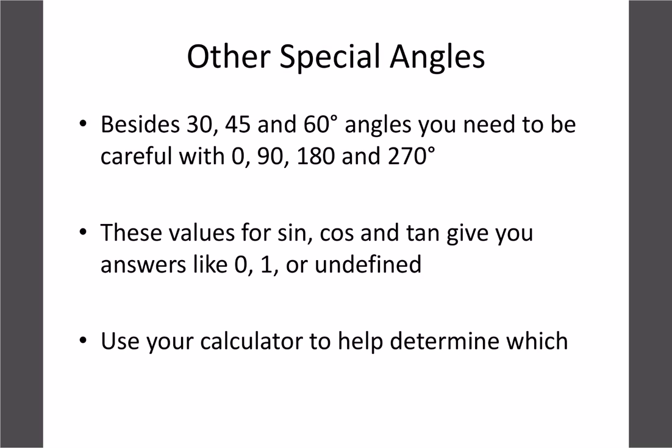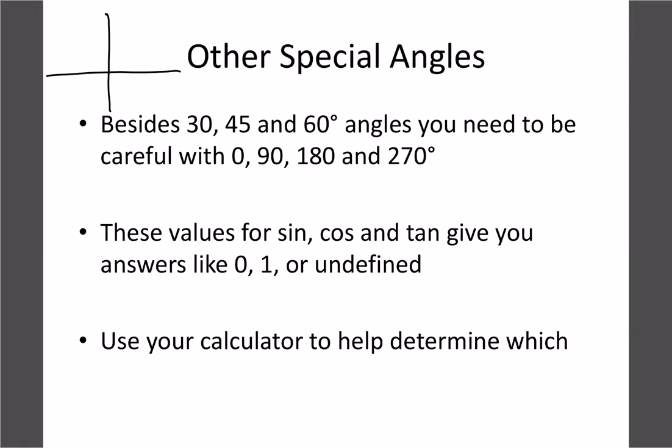So our last topic then is we're going to look at some other special angles that do show up, and these are the ones that are right on the line. So instead of 30, 45, and 60, we're going to be looking at 0, 90, 180, 270, 360, and so on. The trick with these is we don't really get a triangle.